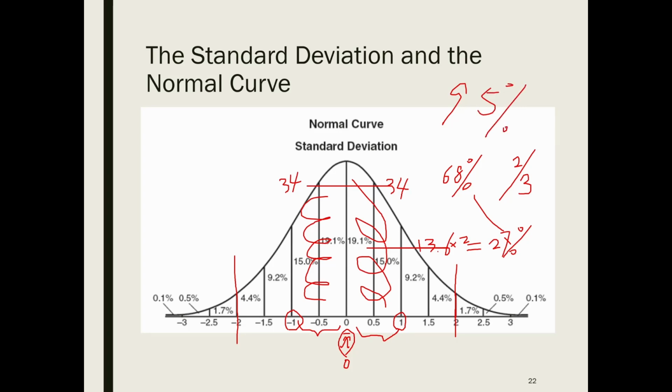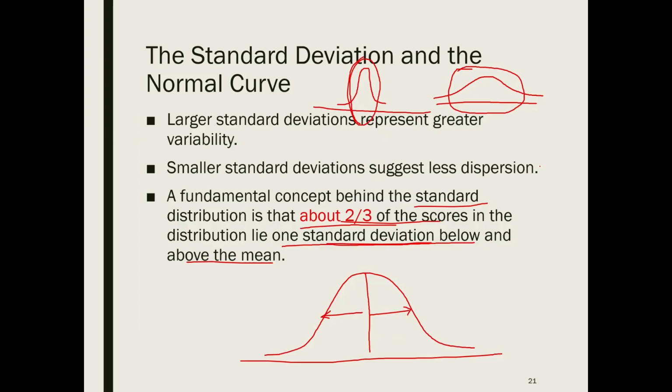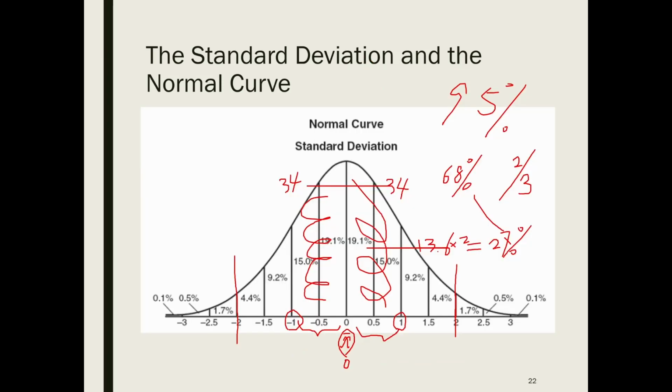This also tells us that about 95% of the scores in the distribution lie between positive 2 standard deviations and -2 standard deviations. Okay, 95% of all the numbers are within these areas. That is how you interpret the normal curve with the standard deviation here.